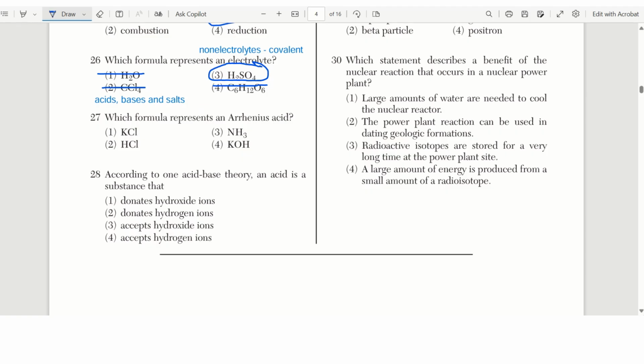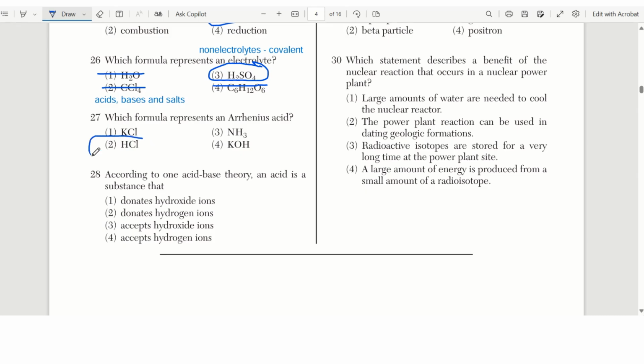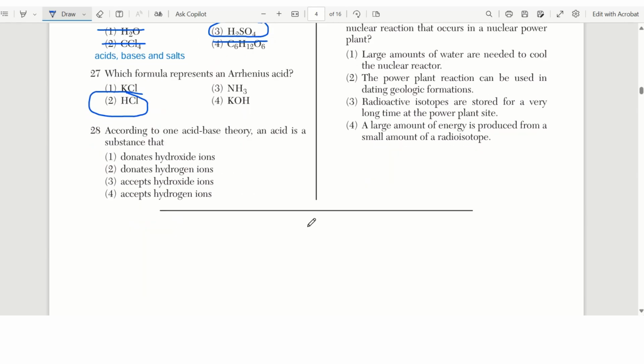Which formula represents an Arrhenius acid? Again, I'm going to the same reference table, and it's the first one in the list. That's an easy one. 28. According to one acid-base theory, an acid is a substance that... Now first of all, does this acid-base theory, which by the way is the Bronsted-Lowry theory, deal with hydroxide ions or hydrogen ions? It deals with hydrogen, so I can cross out the hydroxide. So what do acids do? They donate, they give away H pluses, okay?